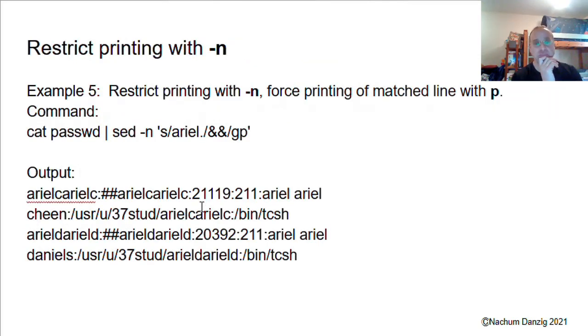Restricting printing with -n, and then forcing printing on the matched line with p. So, for example, I say cat the password file. That's that 3-line file with RELs in it. Put it into sed with -n, so don't print anything. And then it says switch REL with REL followed by a dot, which means another letter. So in this case, it'll be RELC or RELD with whatever you found, but twice: ampersand, ampersand. And then do it global and then print.